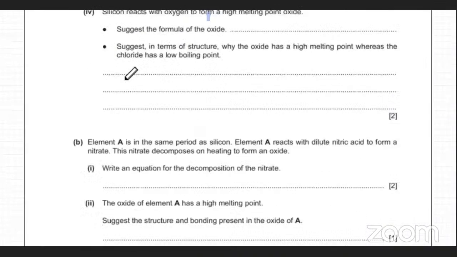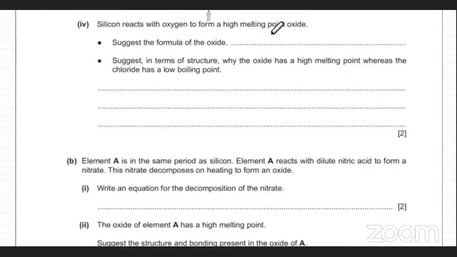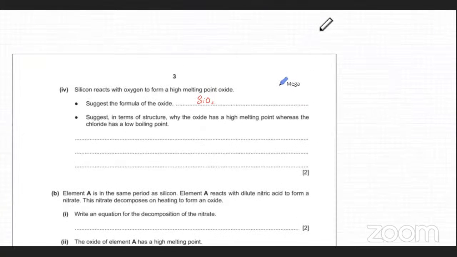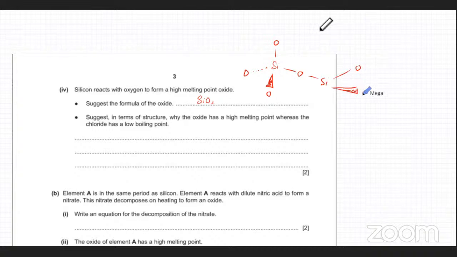The next one, moving to the next page. Silicon reacts with oxygen to form a high melting point oxide. That is SiO2, a giant covalent structure. So it's this structure. Every silicon atom is bonded to 4 oxygen atoms in a tetrahedral arrangement. And then those oxygen atoms are further bonded to silicon, and those silicon atoms are further bonded to 4 oxygen atoms. And it just continues. It's a giant covalent structure.